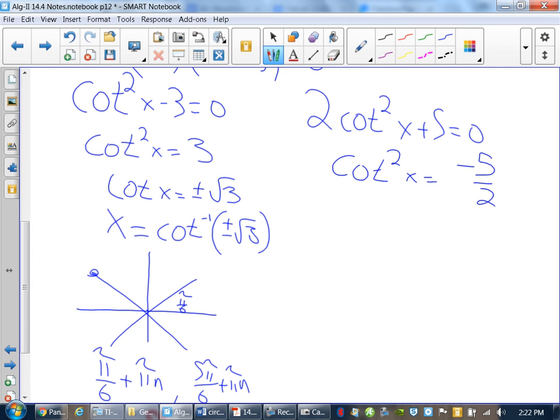Wait, then why didn't we have to do 2 solutions for the first one that we did? Pi over 6. We did. We did? Yeah. Can I take the square root of a negative? Nope. So am I done?